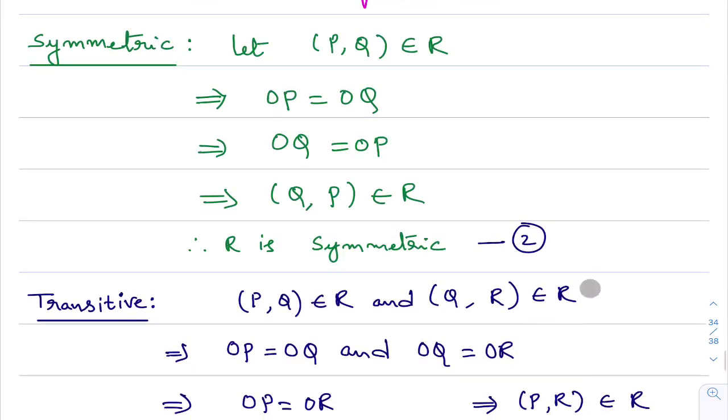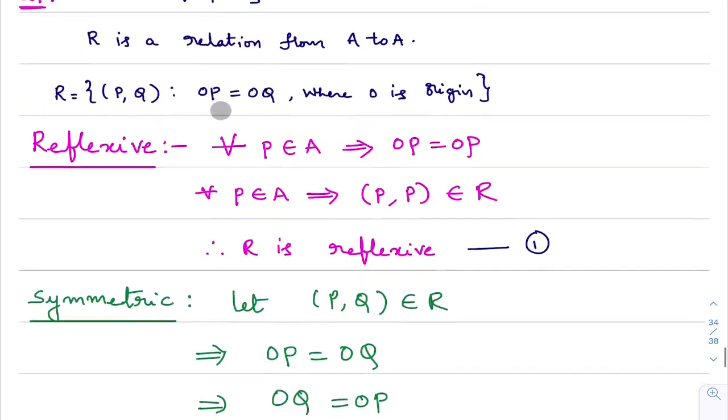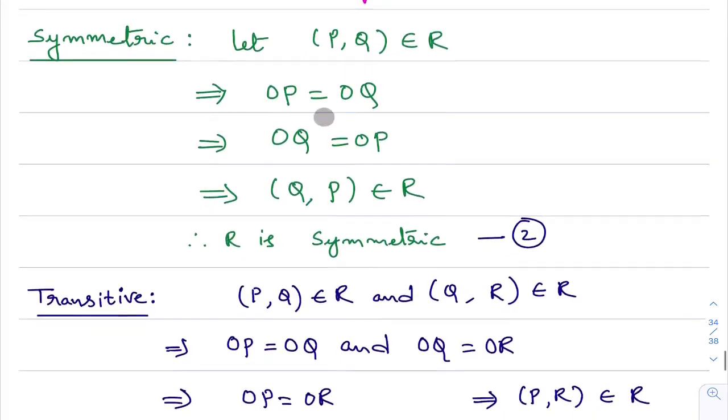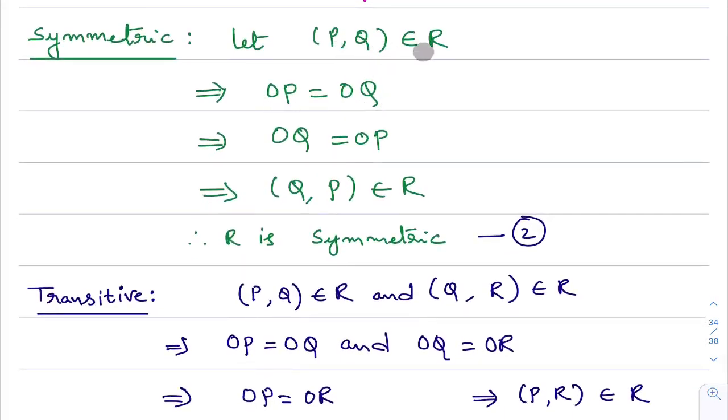How to check the symmetric relation? First, I'll take an ordered pair P comma Q in the relation. I'll check whether the ordered pair Q comma P is there in this relation or not. As I considered P comma Q in the relation, P comma Q is there in the relation means what? P comma Q you took means OP equals OQ. When OP equals OQ, can I say OQ equals OP? Obviously, OP equals OQ is the same as OQ equals OP.